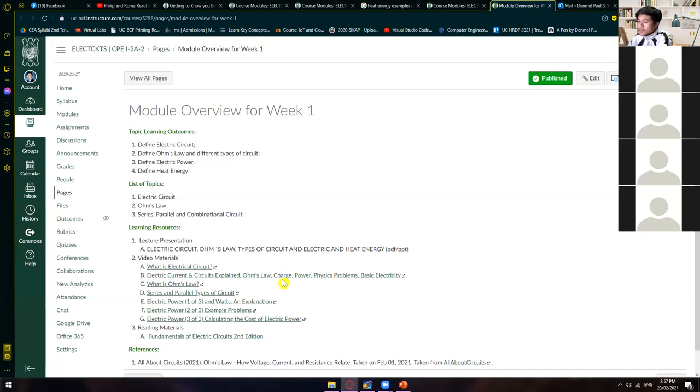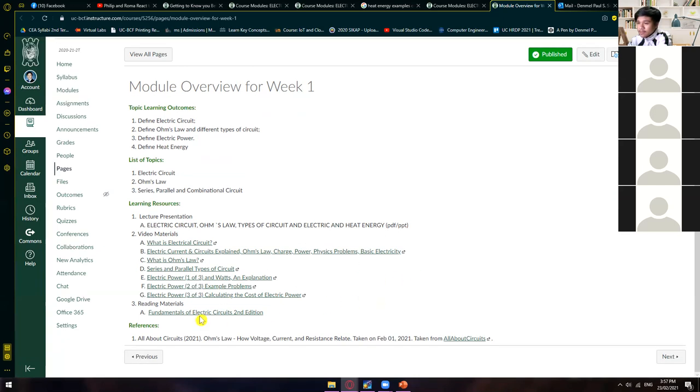Right. And then again, here are the reading materials that you can read, which is the same as our syllabus. So this is the second edition. I forgot the name of the author, but this one is also very helpful, so please download this one. And for your references, or reference rather, since there's only one for this module one, is this one.